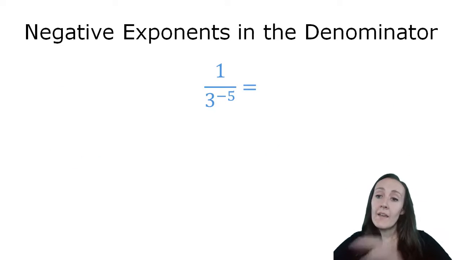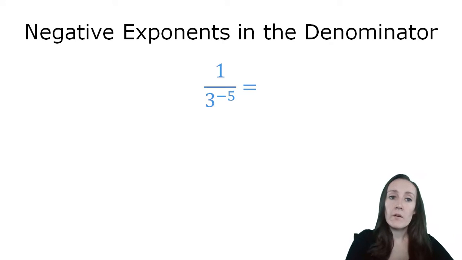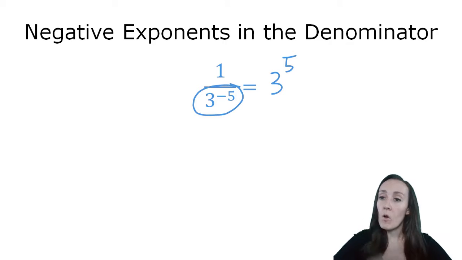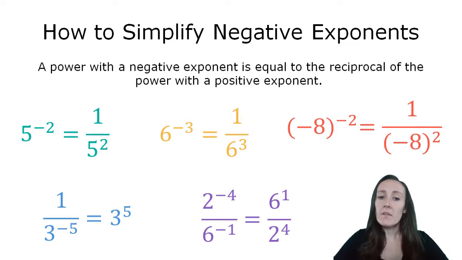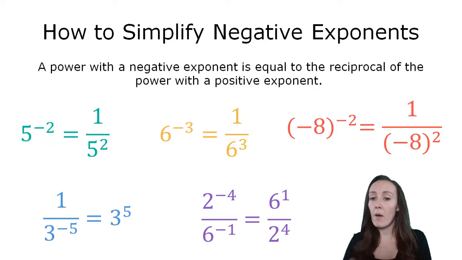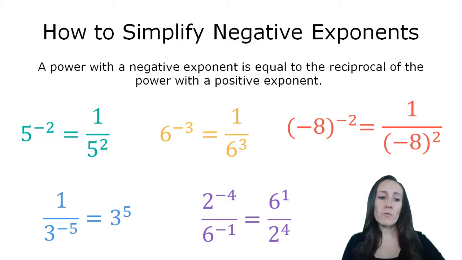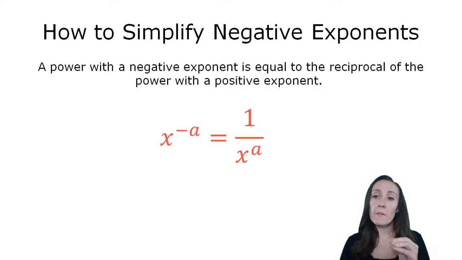And the one thing to remember is that if you have a negative exponent in the denominator, the reciprocal is actually going to put it back up in the numerator. So if you have 1 over 3 to the negative 5, that's just going to equal 3 to the 5th, because the power was already in the denominator, so the reciprocal of it is going to move it up to the top. So to summarize, the way that you simplify negative exponents is basically just changing it so that it's a positive exponent, but it's going to be the reciprocal of the positive exponent. If you wanted to write this in formula form, you could say that any number raised to a negative power equals 1 divided by that number raised to the positive power.